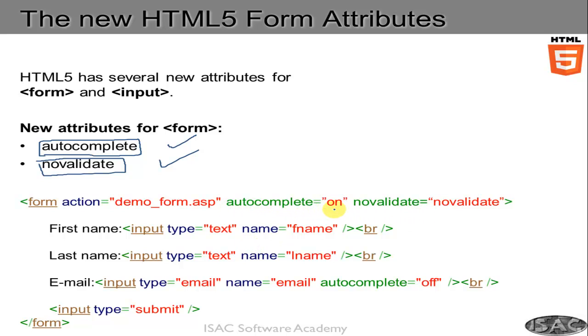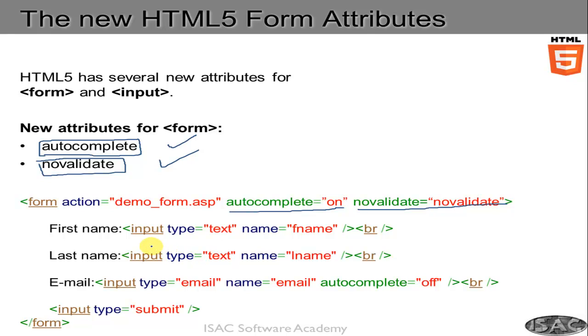If you turn it on, then autocomplete will be on, and you have to put it inside the form tag in the beginning itself. So it goes like this: autocomplete equals on, novalidate equals novalidate. If you say validate, then it will validate the type of the input. Like email, then it should be email. If it is text, then it should be text. So that is what these two attributes do.